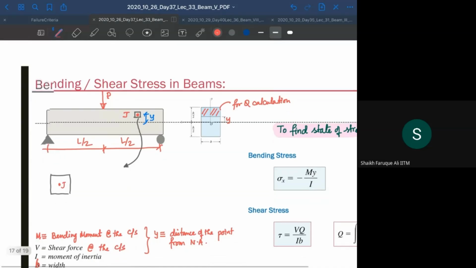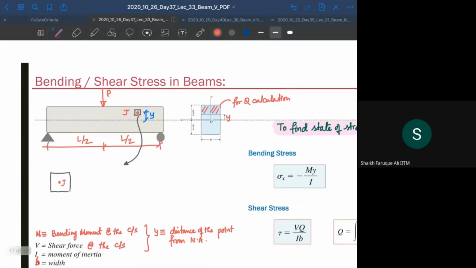Now let's look at a few critical points. I want to find shear stresses at, and draw the elemental diagram at, various locations of the beam. So let's first look at a section here. Okay, some point above the neutral axis, and we know that for a load like this, above the neutral axis, that point will be compressive. So I have this element. So let's say this element is drawn here. So this is my point J, and this is the element.